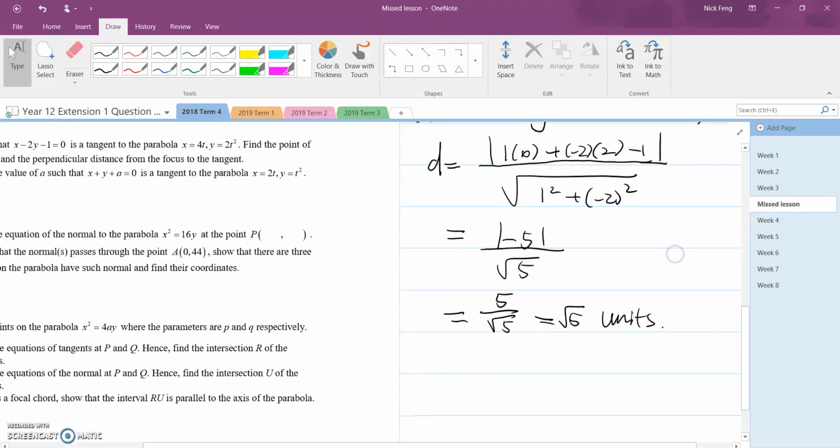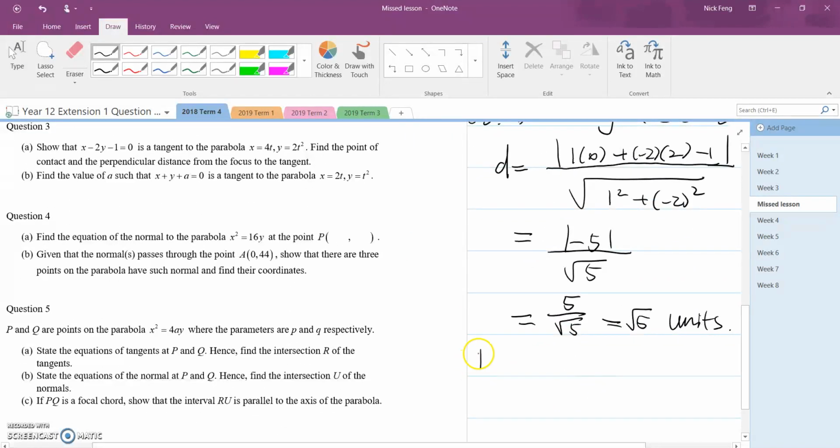Okay, now part B. We're going to use a similar method to what we did in part A to find the value of a such that it is a tangent. Just a reminder of what we did in part A, we substituted x equals 4t and y equals 2t squared into this equation before. And then we do the same thing here, but instead of finding the value of t in this case, we need to find the value of a such that it is a tangent.